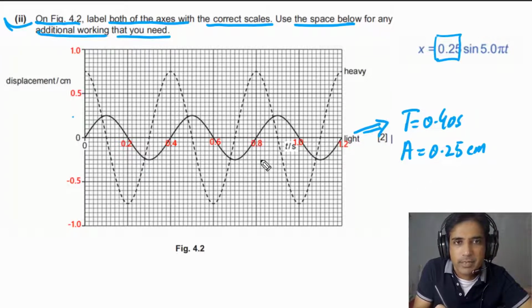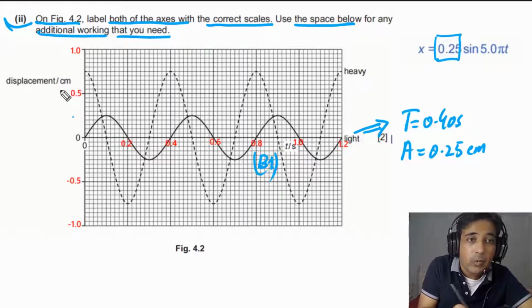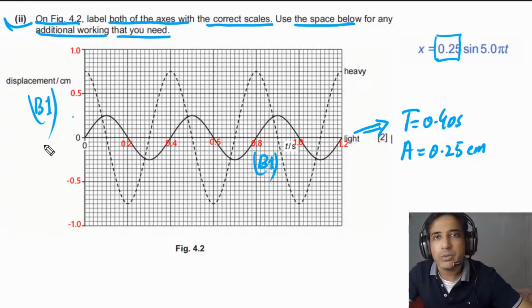If you have labeled x in a right way, you will get 1 B mark. If you have labeled y-axis in a right way, you will get another B mark. And this question has only 2 marks.